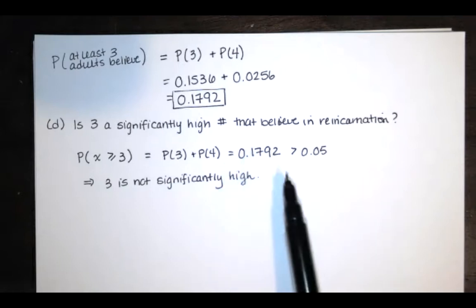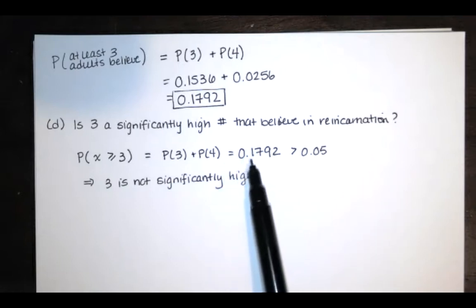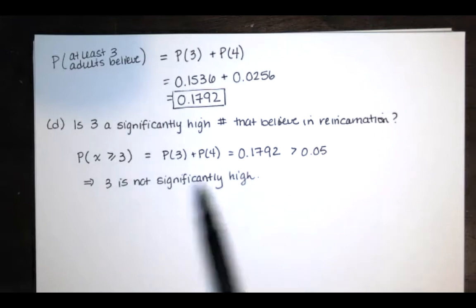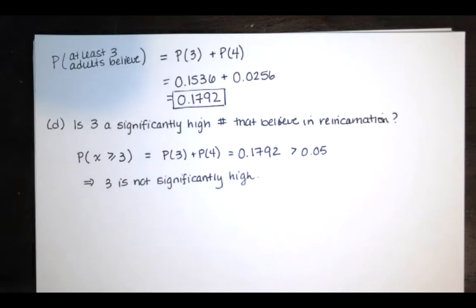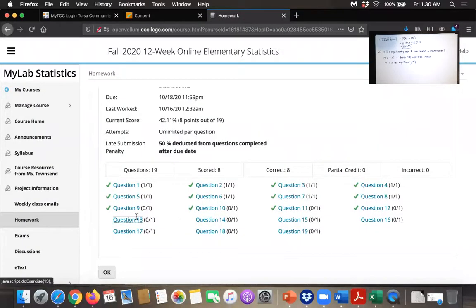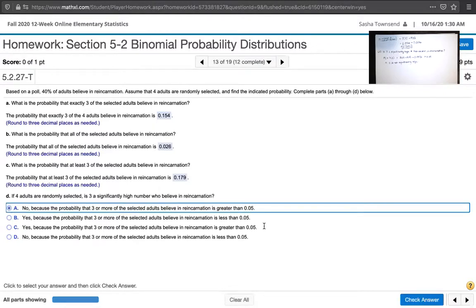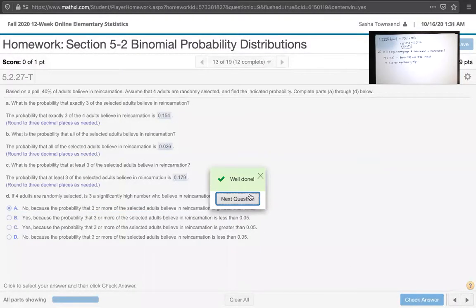But if this value is greater than 0.05, what we're saying is if there's a 17.92% chance that x is greater than or equal to 3, 17% is not that rare. So we're going to call that not a significantly high number of successes. So let's go back to the homework. Say no, because the probability that 3 or more of the selected adults believe in reincarnation is greater than 0.05. That's right. And that's how we answer that one.